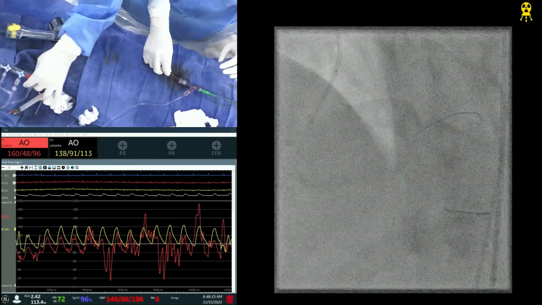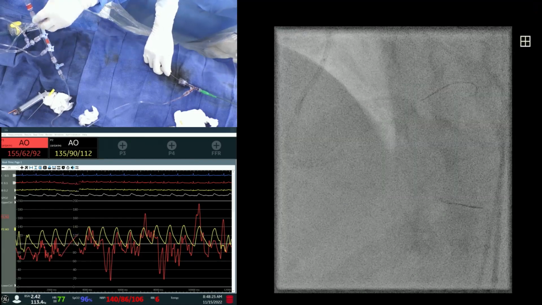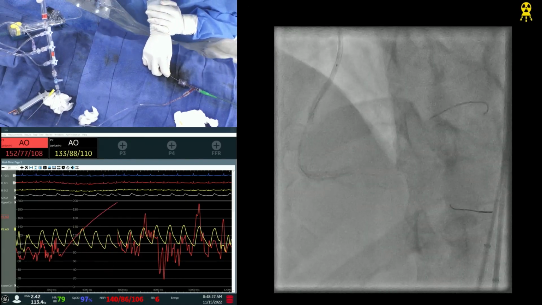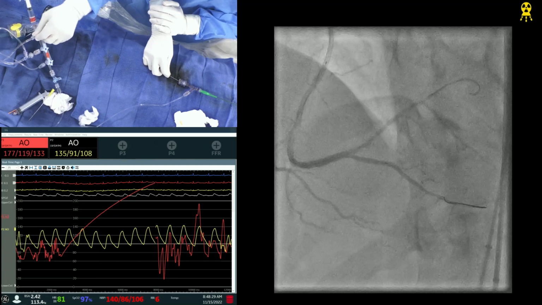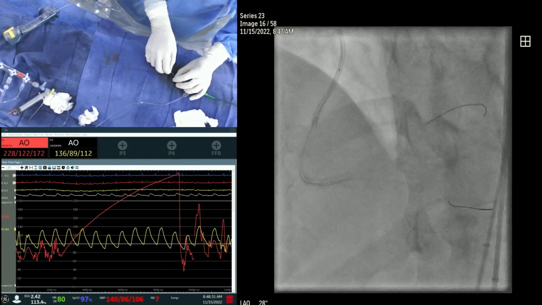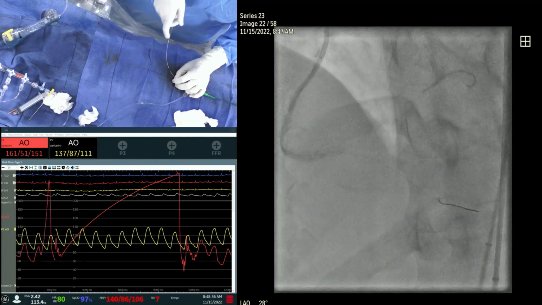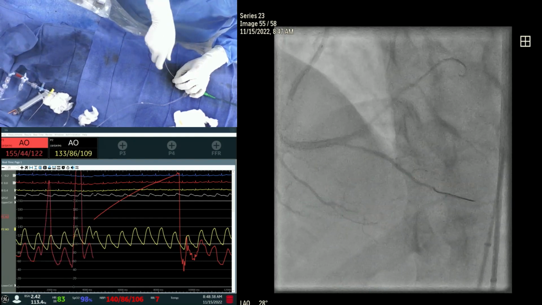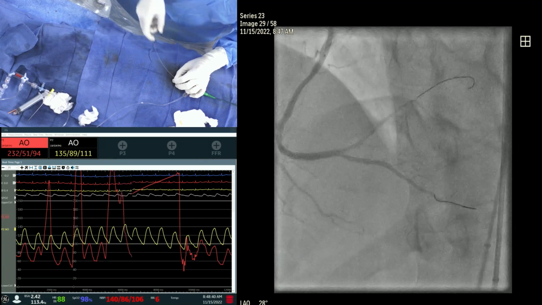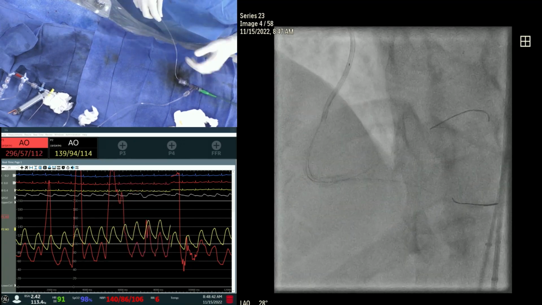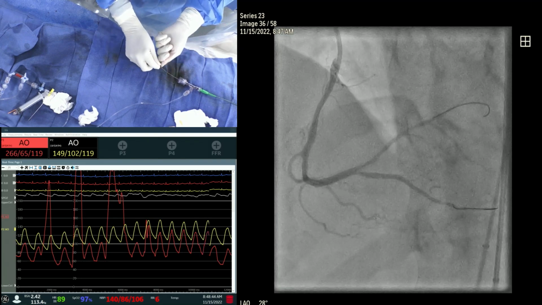Ready? Antegrade. Now we're talking. Good. I think that's okay. Let's go AV continuation, 2.5 by 20. Nice ballooning. I think the guy who said it was an easy CTO probably realized what it is now.